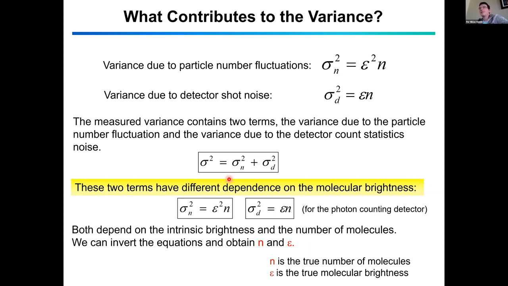So we can put the two together. The combined variance is the variance introduced by the number fluctuations of the molecules and the variance introduced by the detector noise. But because they have different dependence on the molecular brightness, we can separate the two out. And then we can get n and epsilon, which are the true average number of molecules and the true molecular brightness.